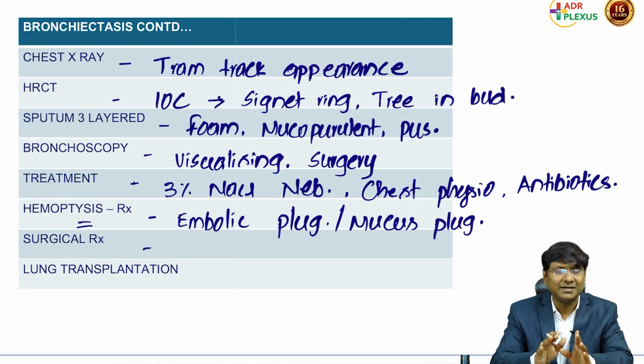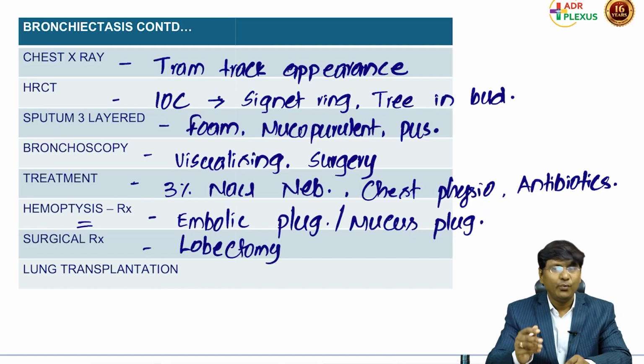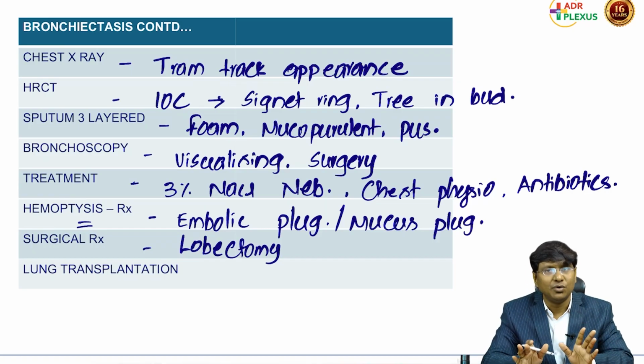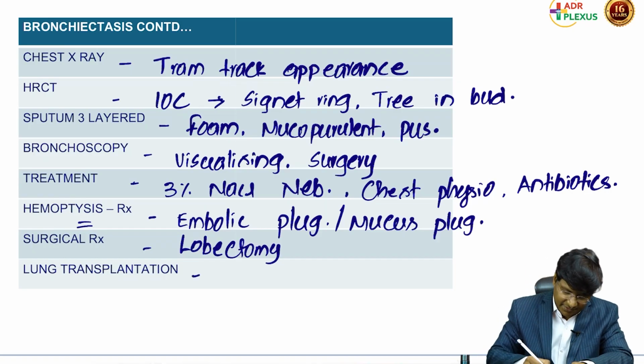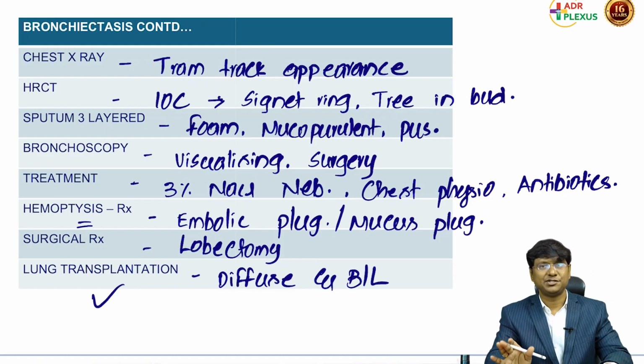And surgical treatment is that you can do lobectomy. But when you will do lobectomy is when bronchiectasis is confined to one lobe. And if the bronchiectasis is diffuse and bilateral, in such a case you need to plan for the lung transplantation, right?